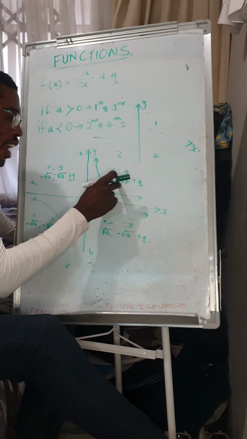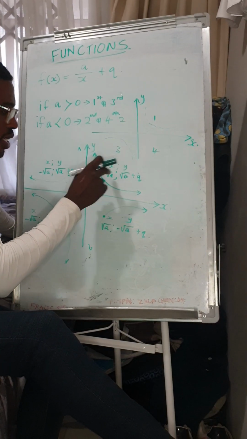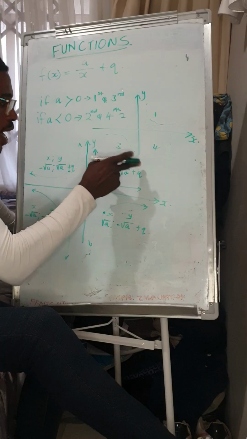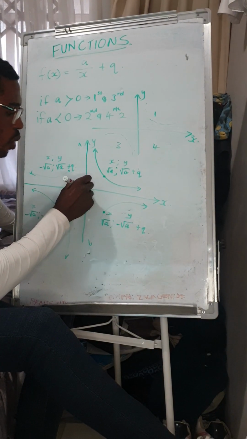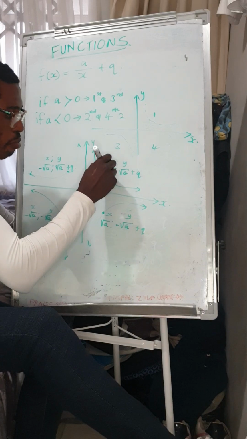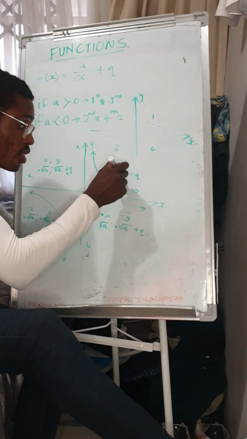And then right here, how do you know which one has to be positive and which one has to be negative? Right here, you take a look. We say x, y. Apparently from here, going that side, x is positive, and that's why we have positive square root of a here. And then y is also positive right here.